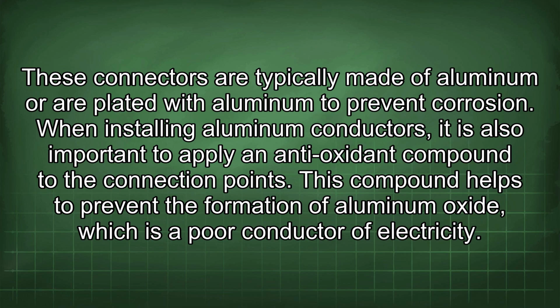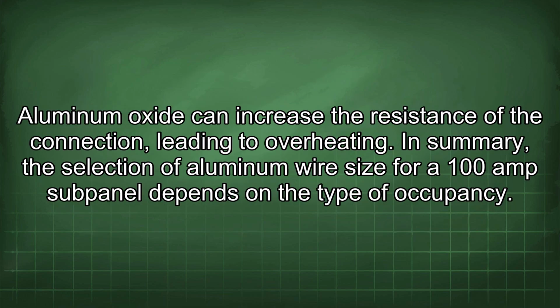When installing aluminum conductors, it is also important to apply an antioxidant compound to the connection points. This compound helps to prevent the formation of aluminum oxide, which is a poor conductor of electricity. Aluminum oxide can increase the resistance of the connection, leading to overheating.